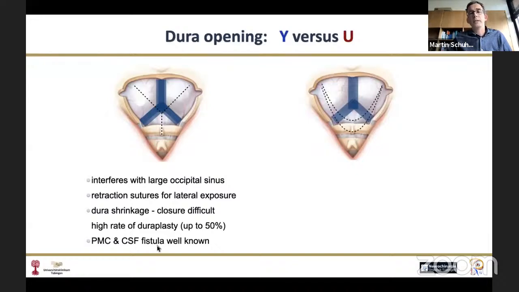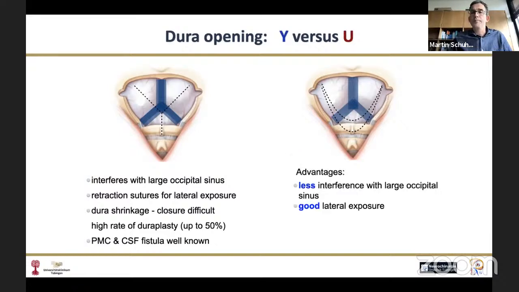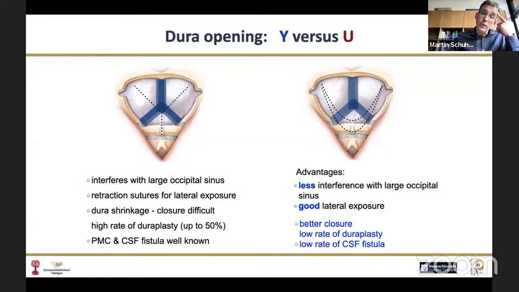We have been using ever since a different technique, which is the U-shaped technique. If you have to resect, in some cases, C1, you extend it down here. Otherwise, you take the upper incision line, and it has many advantages. You have less interference with the large occipital sinuses. You don't interfere in the middle, you interfere laterally, and you have a good lateral exposure. That means you do not need any retracting sutures at all. Everything stays inside, is moist and clean, and doesn't shrink. You have a better closure, you have a low rate of duroplasty and a low rate of CSF fistula.